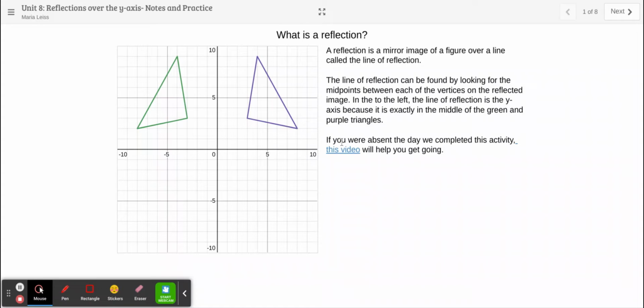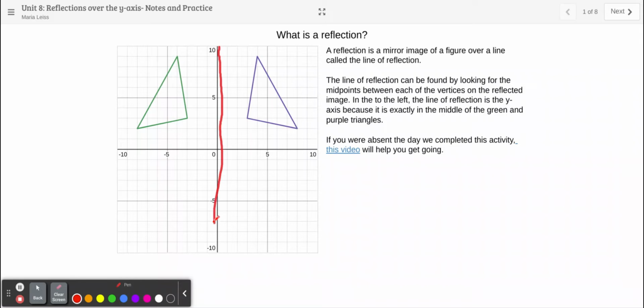Today we are starting our lessons over reflections. If you look at this graph right here, you can see this green triangle is a reflection of this purple triangle. Now, reflections involve a couple things. Thing one is usually a shape or a point, and thing two, we have to have a line of reflection. The line of reflection essentially is whatever is exactly in the middle of that shape.